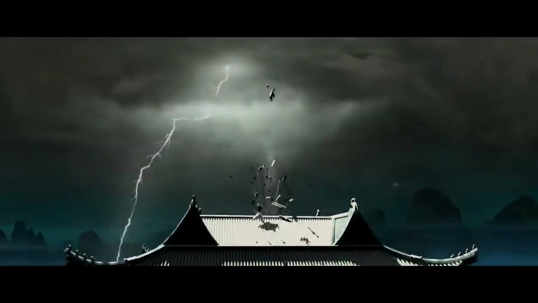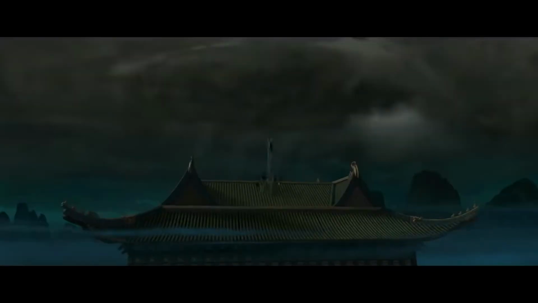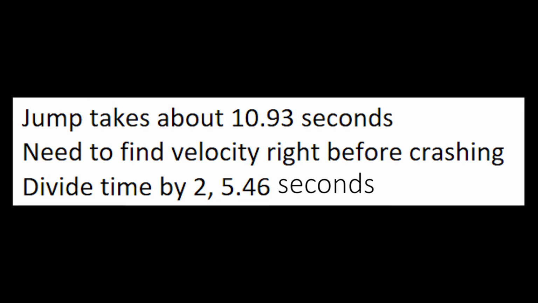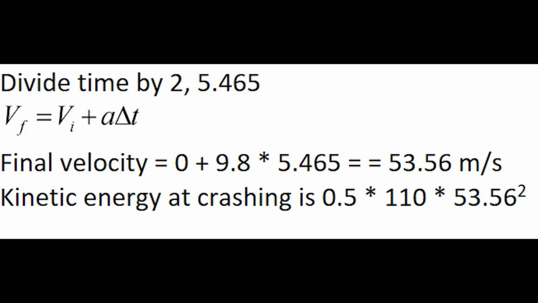So, first of all, to find this, we can calculate the amount of gravitational potential energy that the jump has. We will be using the equation of kinetic energy equals 1/2 times the mass multiplied by the velocity squared. The jump is about 10.93 seconds, and because we need to find the velocity before crashing into the roof, we need to divide the time by 2, which gives us the time for just the fall. After that, we multiply the time by 9.8, the acceleration of gravity, to give us the velocity. This gives us a velocity of 53.53 meters per second right before Shifu and Tai Lung crash into the ceiling.